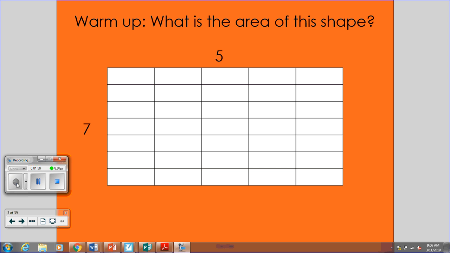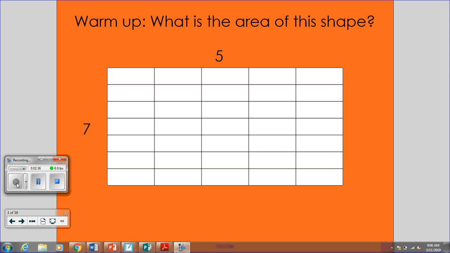I use an array. Why would I use an array with a shape like this? How many square units? Naviana, why would I use an array? Because an area is similar to an area. To an array? Yeah, it's the same thing. Instead of dots, it's got squares. But it is still an array.